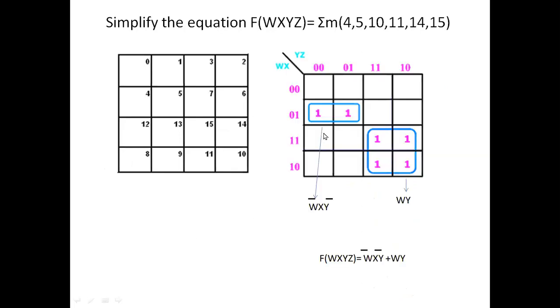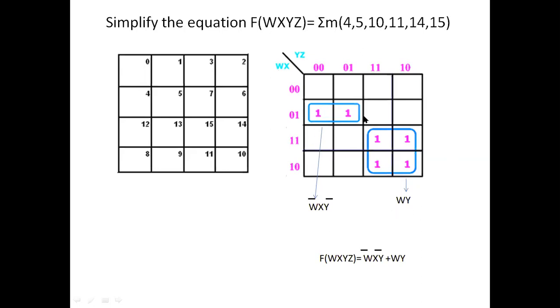Next expression is 4, 5, 10, 11, 14, 15. So this is your K map. Represent the terms over here: 4, 5, then 10, 11, 14, 15. Here there is a square, there is a dual, and here is a quad. This quad belongs to 2 rows and 2 columns. The solution is the common term from the rows and the common term from the columns. The common term from the rows is W and the common term from the columns is Y. So this group value is WY.